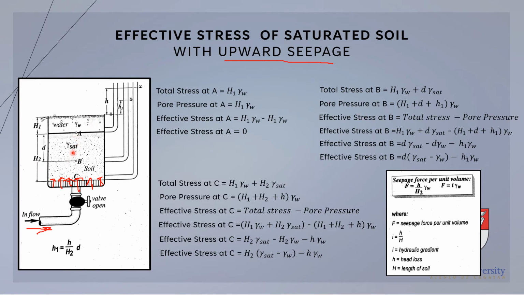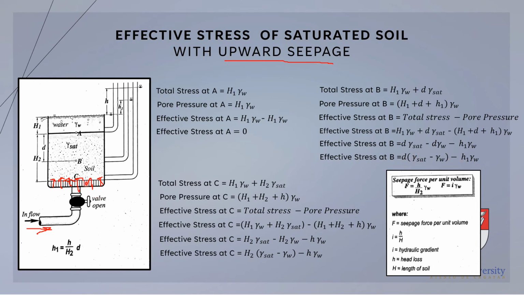So at point B, the total stress at point B is equal to H1 times gamma water plus D, which is the height from point A to point B. That is D times the gamma saturated. And then the effective stress at point B is just equal to the total stress minus the pore water pressure. So that is basically this one minus this one. And then if we are going to simplify the equation, we would come up with this equation.